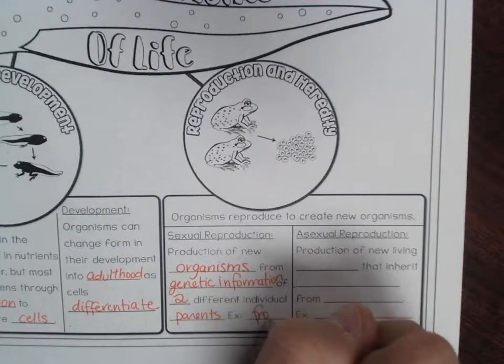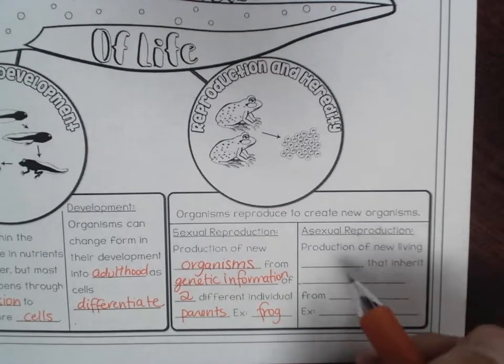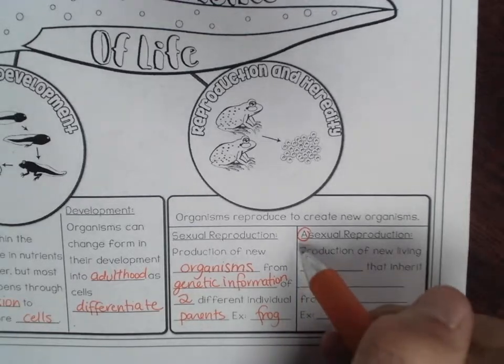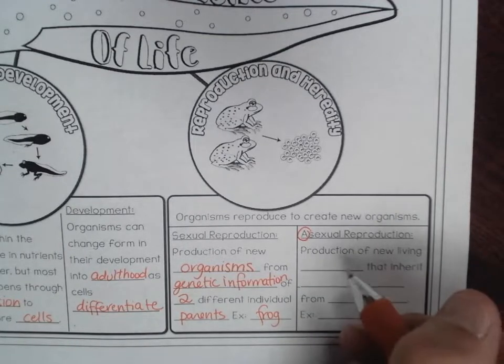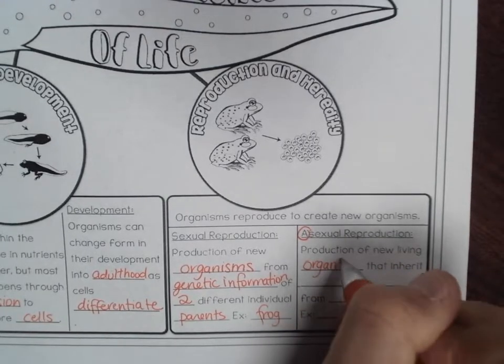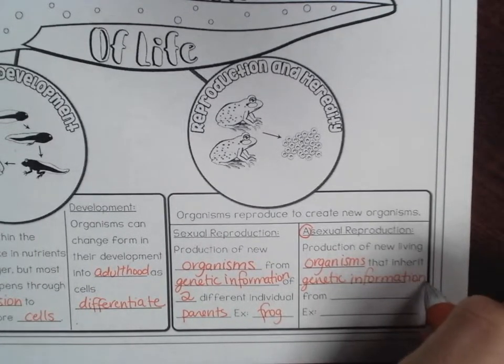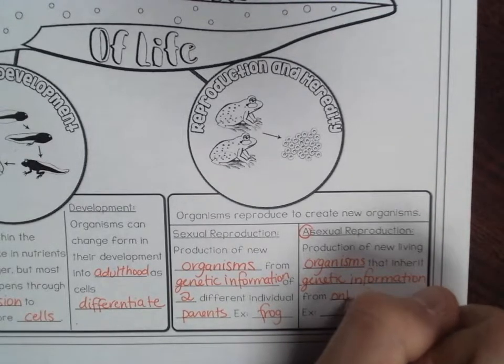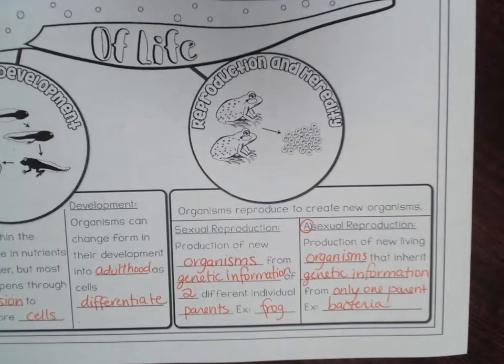An example of this, again, is our frog or animals. Those are sexual reproduction. Plants reproduce by sexual reproduction, but then we have asexual reproduction. Asexual reproduction, this A means not, we'll learn that later, it means that they're not sexual, that they do not need another individual in order to create a new organism. So this is the production of new living organisms that inherit genetic information from only one parent. An example of this would be bacteria. Bacteria can divide without two parents. It's just the original cell dividing, and that is the creation of new individual organisms.